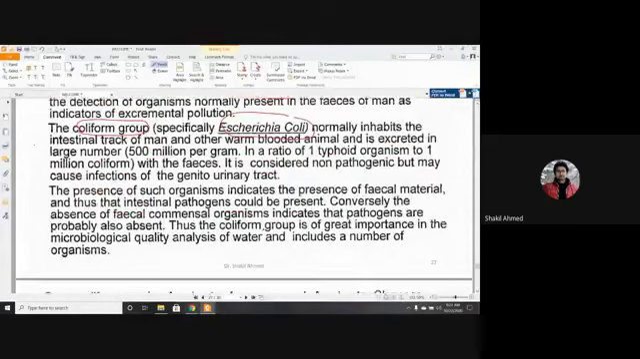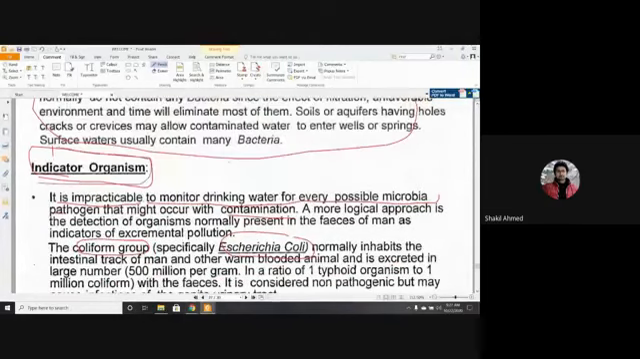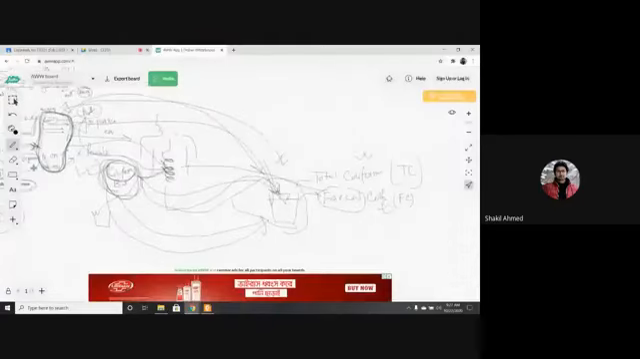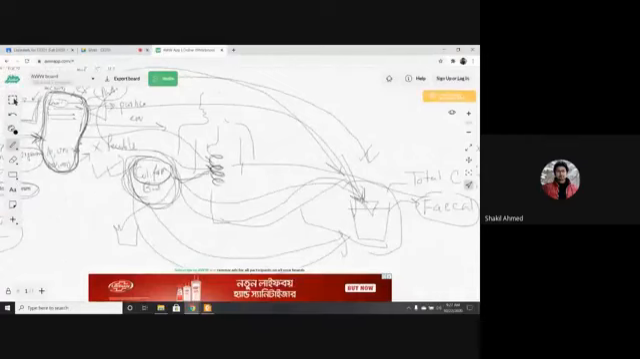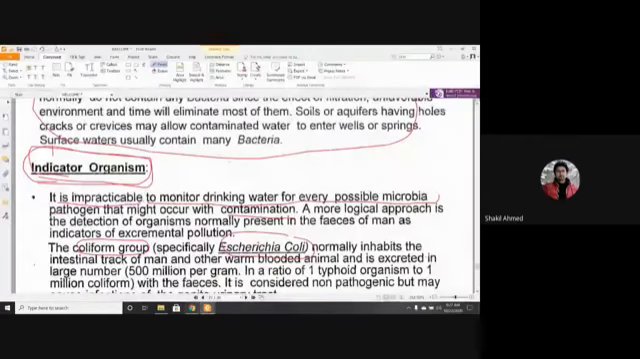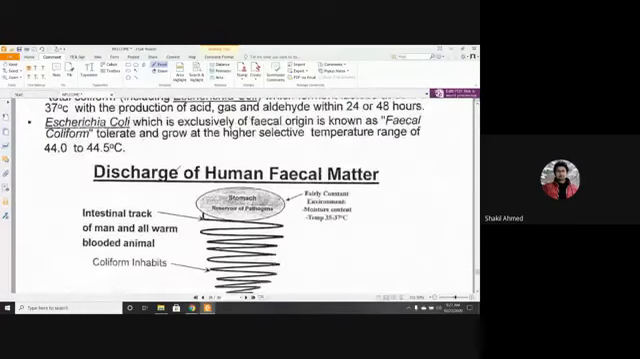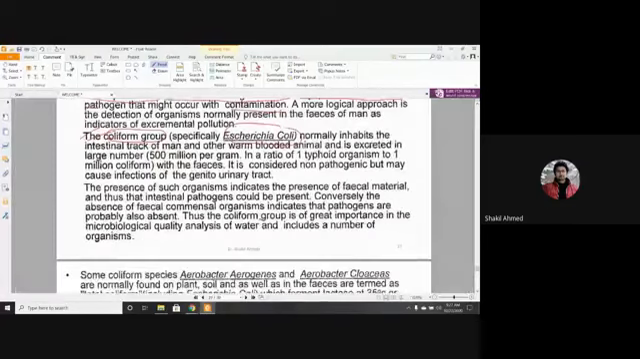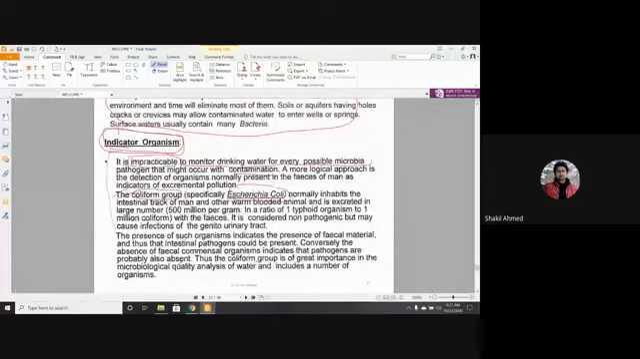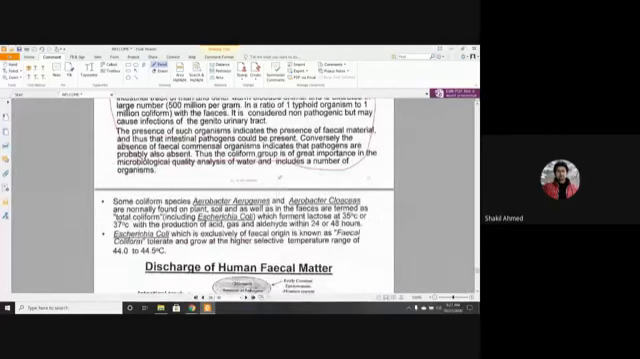What is an indicator organism? Why do we need an indicator organism? You'll say, okay, it is difficult to test for all of the bacteria. It's impracticable, right? So we need to test for only one. Just this one. So understand this very well. Whatever I have discussed so far, they have written it here. Okay.